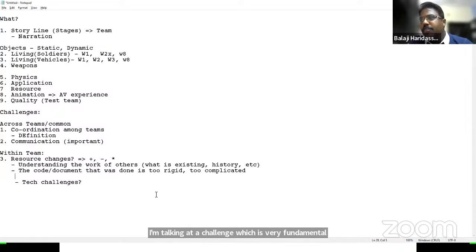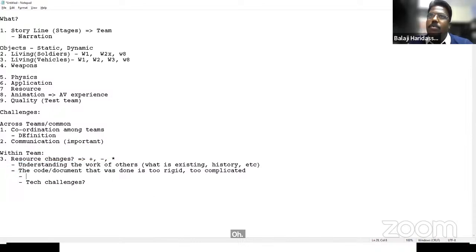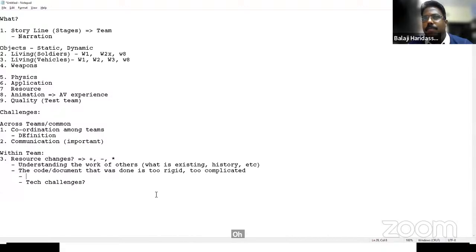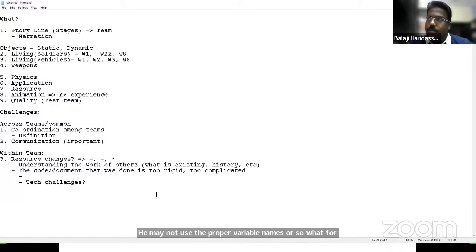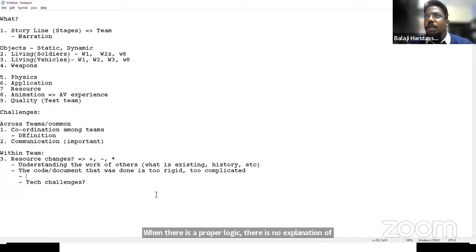The person understood the idea of the code, understood the documentation of the code, but the person is not able to understand the code itself. He's reading the code, he's not able to understand. Why do you think that could have happened? He might not have used proper variable names, so what a particular variable is used for is unclear. Which means there is no proper commenting of the code. When there is a logic, there is no explanation of the logic before implementing it.